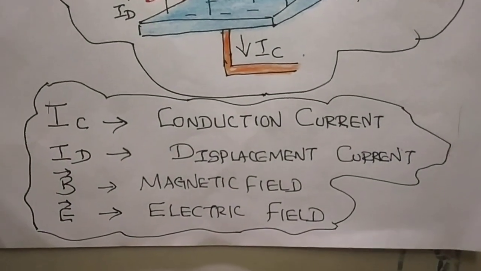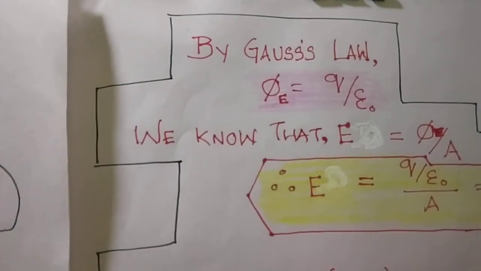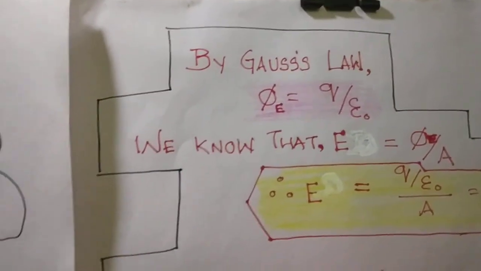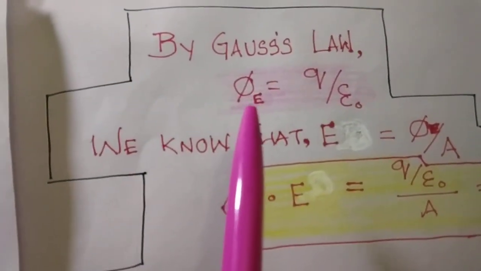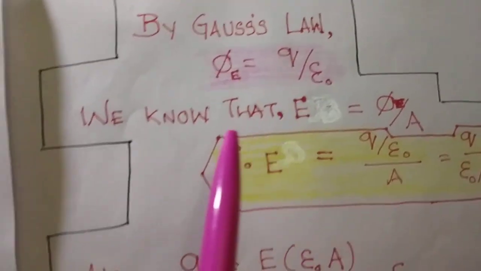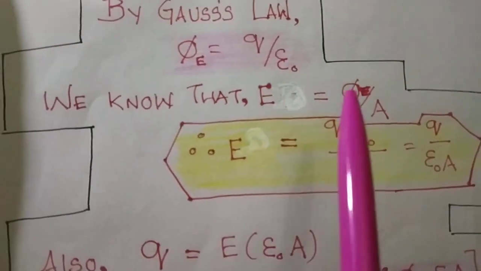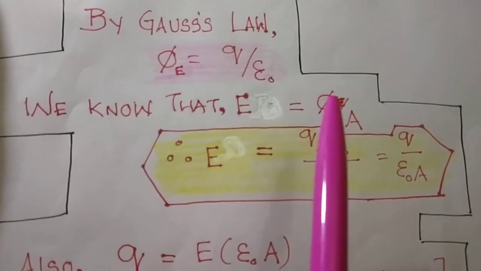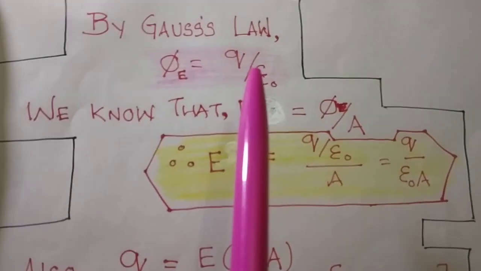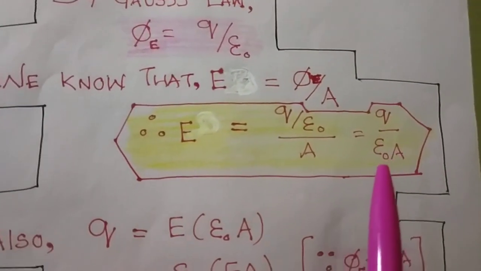So here, we are going to do a small derivation based on displacement current. We know that by Gauss law, the electric flux is equal to Q by epsilon naught. We also know that the electric field is equal to electric flux per unit area. In place of electric flux, substitute the value of Q by epsilon naught by A. So we get Q by epsilon naught A.